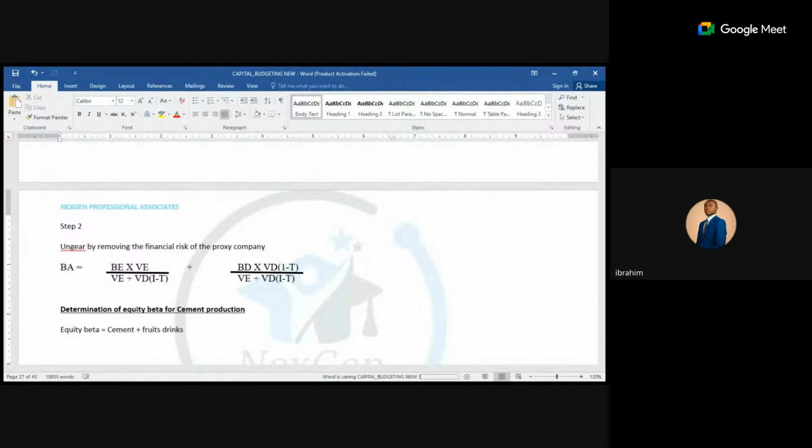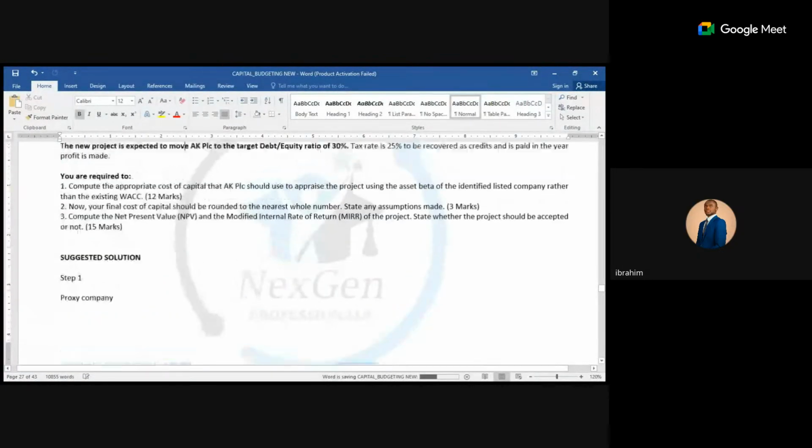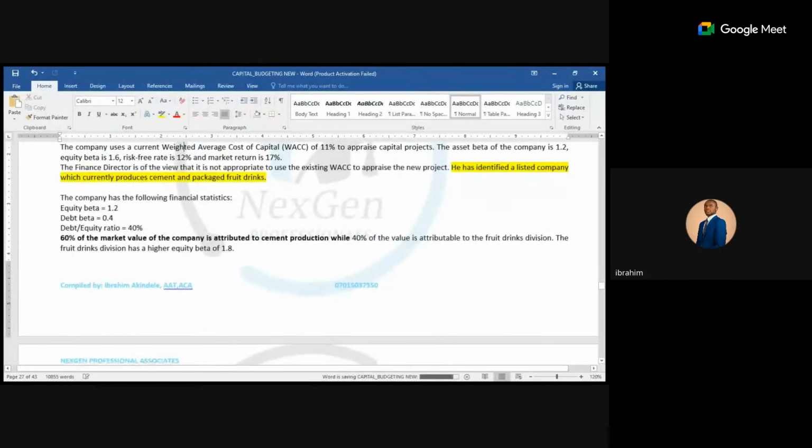Now, the equity beta, class, normally this is the listed company, that is the proxy company. We can just pick the equity beta. But because this equity beta is the combination, please, you need to pay attention to every question, most especially questions like this. You have to read it and understand that it has identified a listed company which has equity beta of 1.2 for both cement and packaged food.